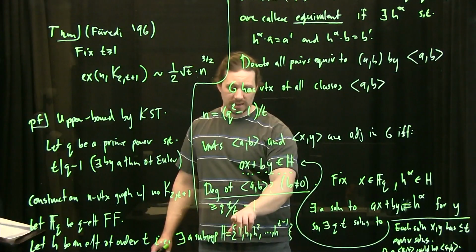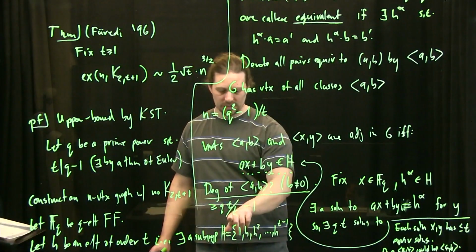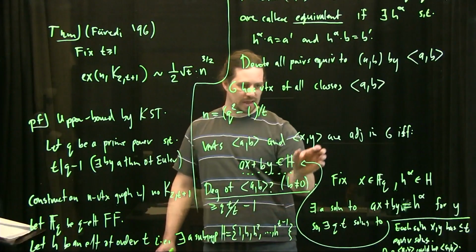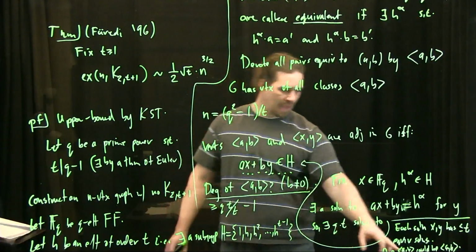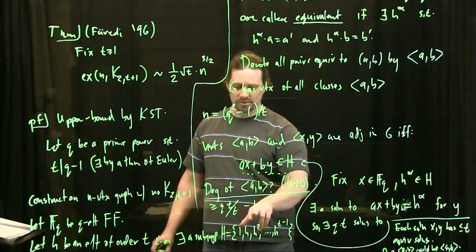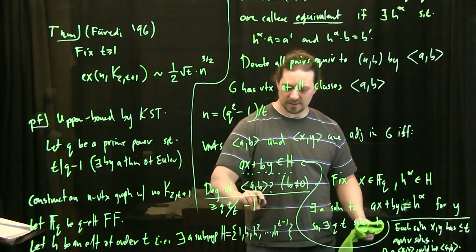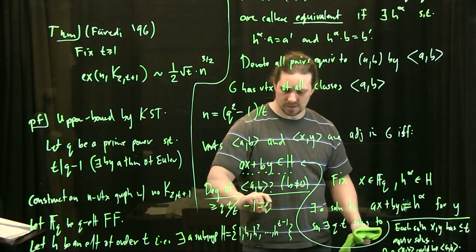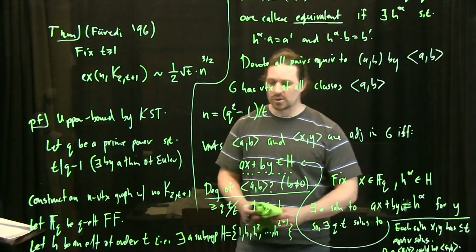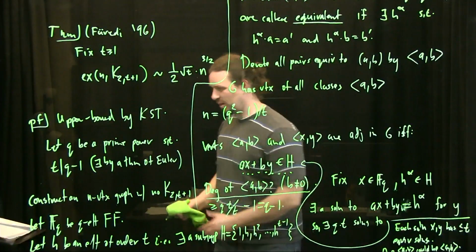Okay, so I have to divide out by t of them, because these replicate each other. And then one of those equivalence class solutions that I found could be AB itself, which doesn't count as an edge. So I have to subtract that. But what is this? This is equal to q minus 1. Okay? So the degree of any vertex is at least q minus 1.